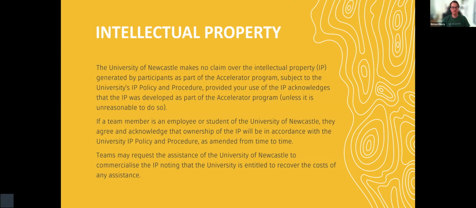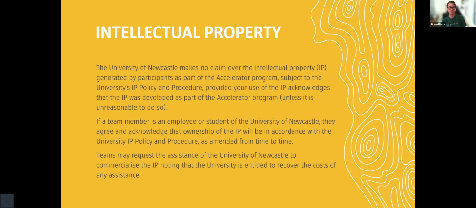However, if a team member on your team is an employee or a student of the university, they agree and acknowledge that the ownership of the IP will be in accordance with the IP policy and procedure as amended from time to time. What that means is if you're a student or a researcher who's developed IP as part of your role at the university, the IP policy may kick in. And I'm happy to talk about that with you after this call. There's a whole bunch of people, the whole team that look after this. We can help you understand where you sit.